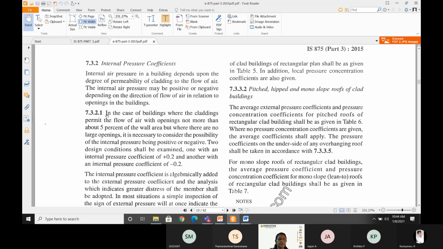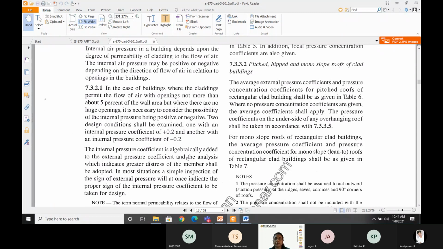You can read that. In the case of buildings where the claddings permit the flow of air with openings not more than about 5% of the wall area, but there are no large openings, it is necessary to consider the possibility of the internal pressure being positive or negative. Two design conditions shall be examined, one with internal pressure coefficient plus 0.2 and another with internal pressure coefficient minus 0.2. You can read all these things.